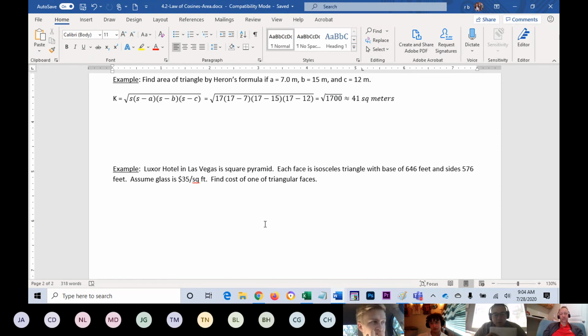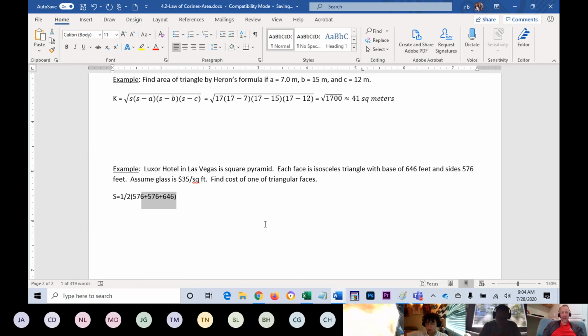Okay. So both sides are 576 feet, right? And just the base is 646 feet? Right. Okay. So we'd have to find S first, right? And that's 1/2 of 576 plus 576 plus 646. Which I don't know off the top of my head, unfortunately. Oh, come on. Yeah, one day I'll get it. So here, we'll do that one. I got 899.